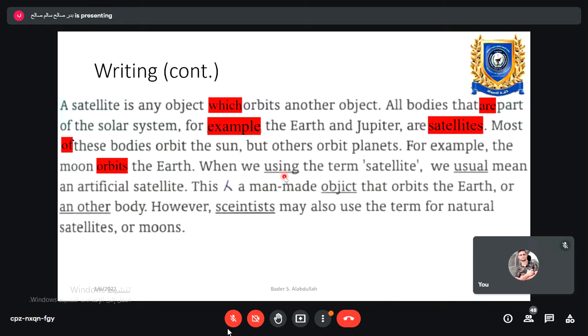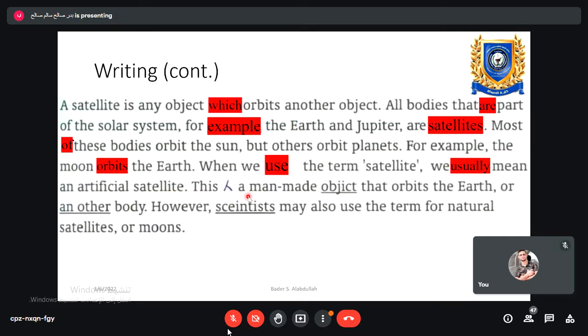When we using the term satellite, when we use. This is a verb form mistake. The verb here should be use, which is the infinitive form of the verb use, not the ing form or the gerund form of the verb use. So when we use the term satellite, we usually mean usual we usually mean an artificial satellite.